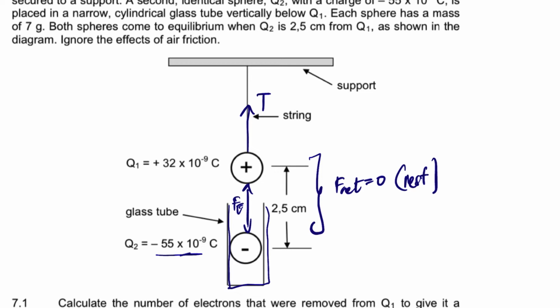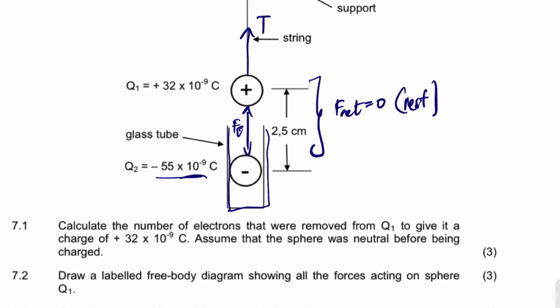And this one is negatively charged, and that's very important. So the forces acting on Q1 are the tension force and the electrostatic force in that direction, downwards, and there's a gravitational force. The forces experienced by Q2 are an electrostatic force in that direction and the gravitational force, no tension in this one, the vertical forces.